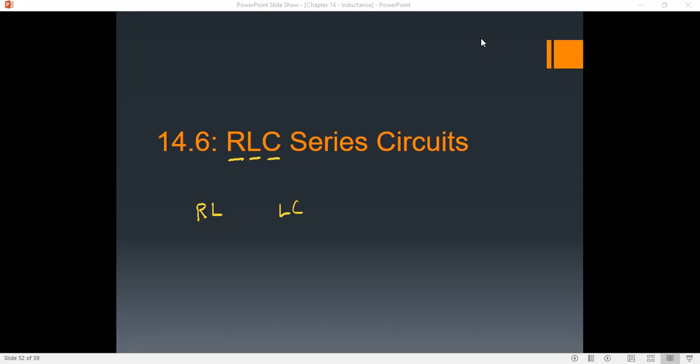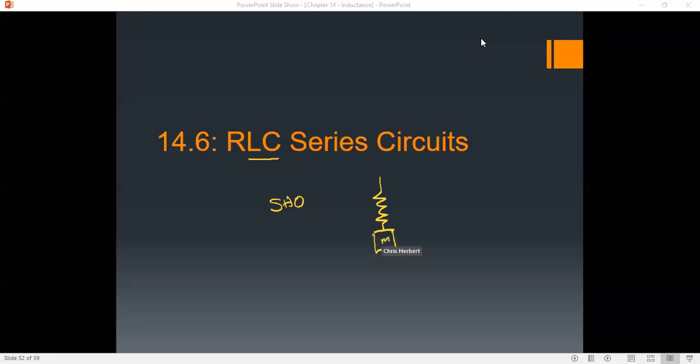Now, obviously, if I have a resistor, an inductor, and a capacitor, each of these circuit elements is going to play a different role. Let's just take a guess what's going to happen here. I remember with the LC circuit that it was very similar to the simple harmonic oscillator. It's very similar to a spring with a mass attached to the bottom of it.